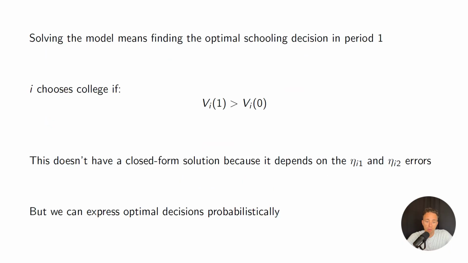So if we didn't have those, we might be able to come up with some heuristic where people would always choose schooling if certain conditions were met. We're not going to be able to do that in this case because the optimal decisions are going to be probabilistic. So we would just have probabilities of choosing schooling based on the different conditions that we might be interested in, or based on the different conditions that are in the model.